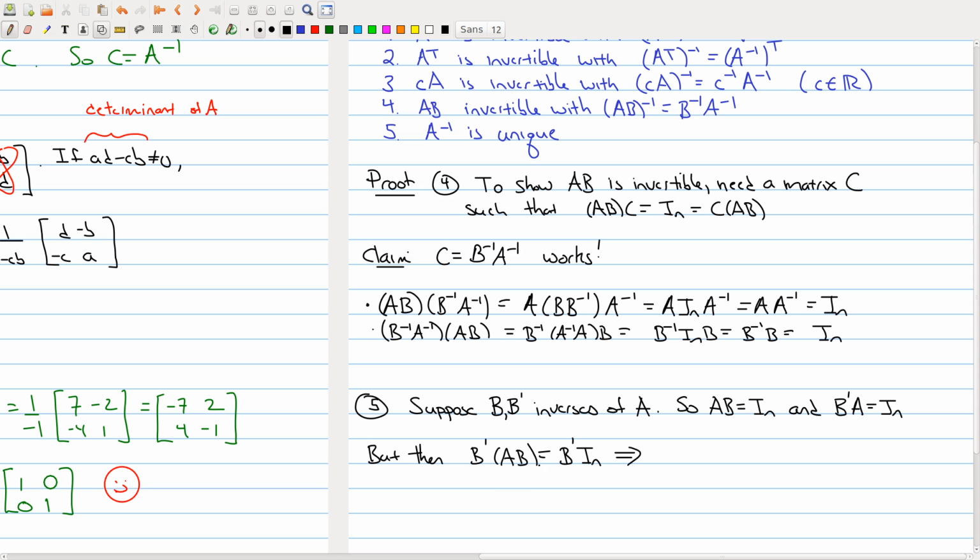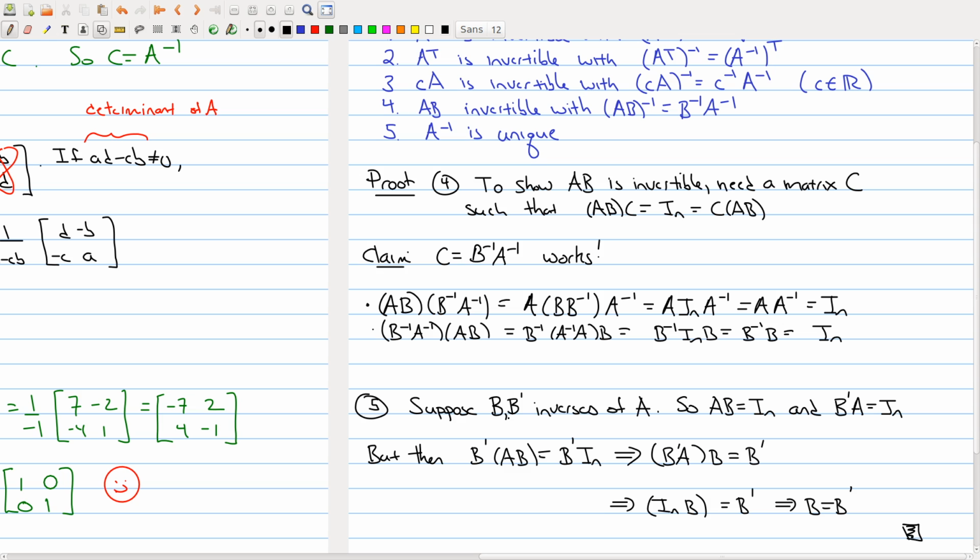So we can rearrange this. On the left-hand side, let's regroup our parentheses. And on the right-hand side, this just becomes B prime. Now, what do we know about B prime A? Well, that's equal to the identity. But the identity times B is equal to B, so we get that B is equal to B prime. So if we had two matrices that are acting like the inverse, then this argument shows that those two matrices that you started with are actually the same. And so this shows us that every matrix, if it has an inverse, has to have a unique inverse.